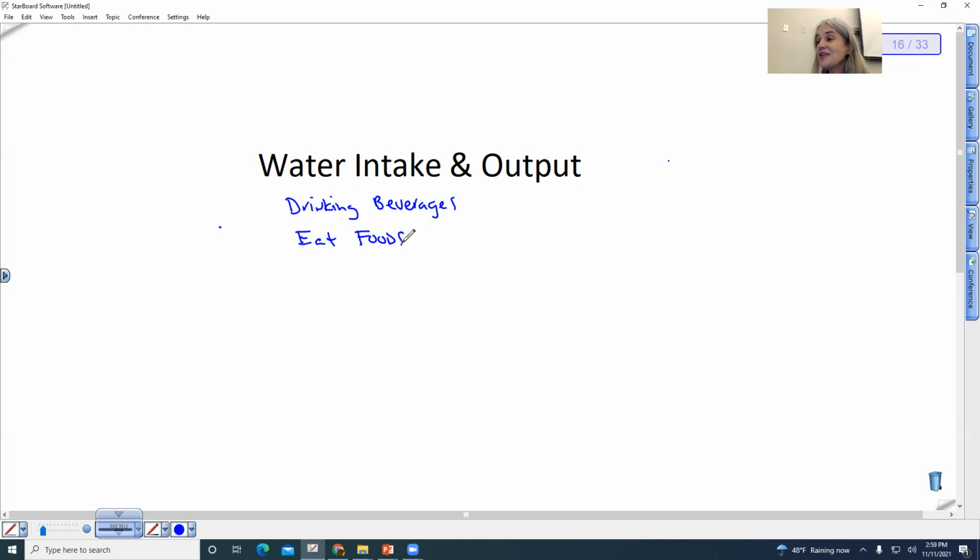And then we actually have some ability to break down glucose, for example. And as we break down glucose, we actually produce water as metabolism. So we can talk about this as metabolism.